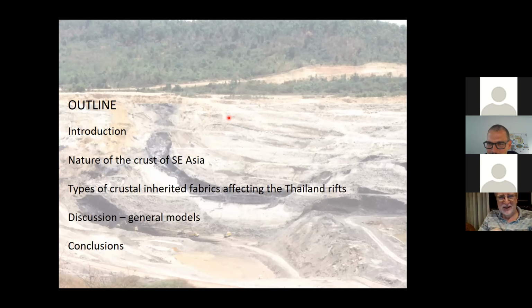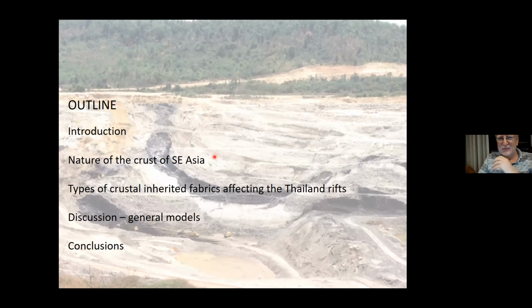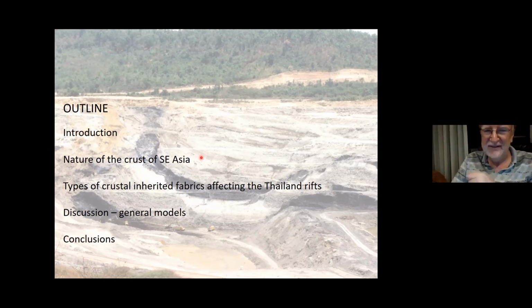So in this talk, I'd like to discuss the nature of the crust in Southeast Asia, which is somewhat different from the crust of Europe or Africa, in that it's newer crust, it's tectonically very dynamic, and so there's a lot of younger fabrics in this crust that you wouldn't be seeing in Africa, for example. So we'll take a look at the types of crustal inherited fabrics in Thailand rifts, and then some general models.